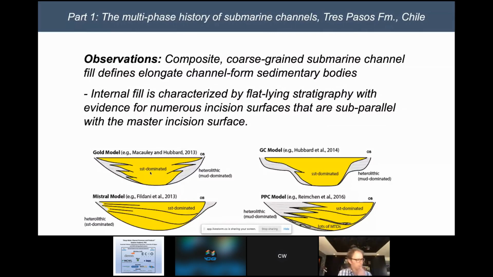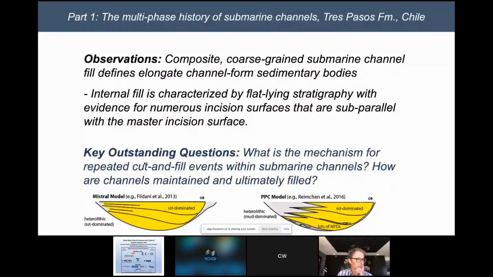And some of the questions are, well, what's the mechanism for the cut and fill? What's the mechanism for this cut and fill that we see within the channel form itself? And so that, we made the observations, but we're not very comfortable with that process-based explanation.